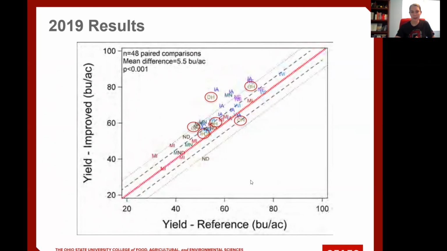And we did have one location where our standard treatment, the later planting, had a higher yield. And sometimes this can happen, and it's very weather dependent. If soybeans are not receiving enough rainfall between the R3 and R5 growth stage, then yield can be impacted.